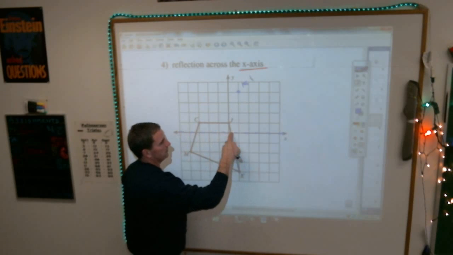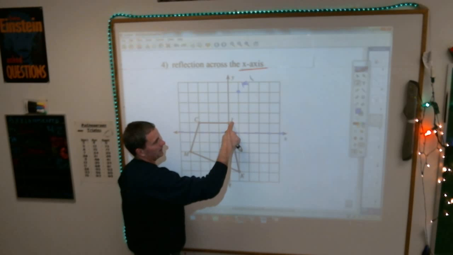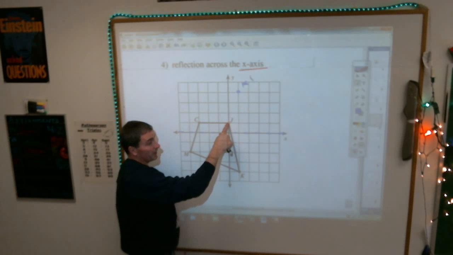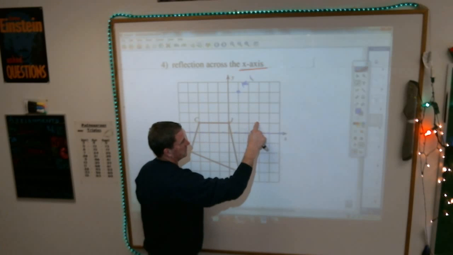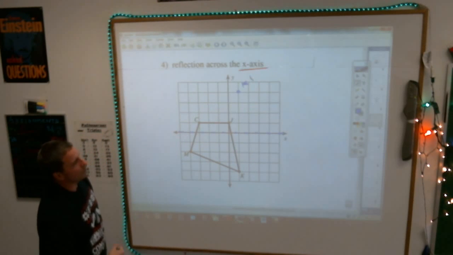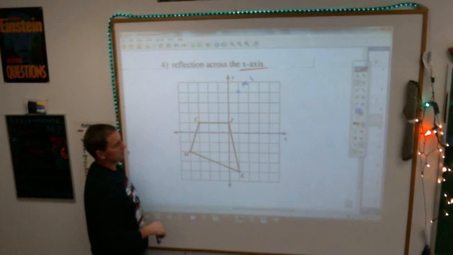This is my axis point right here. Now, if you're thinking this is the axis, yes, it would be, but this is not what you're reflecting on. You could, by the way, reflect on this axis here, where y is 1, but we're not going to.